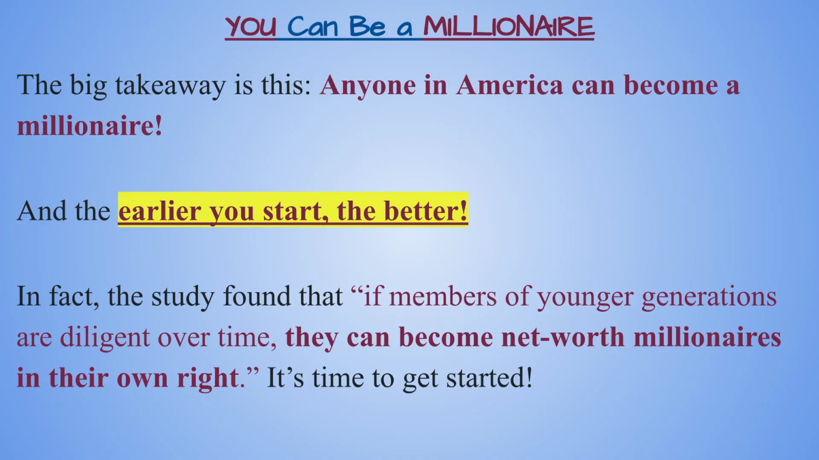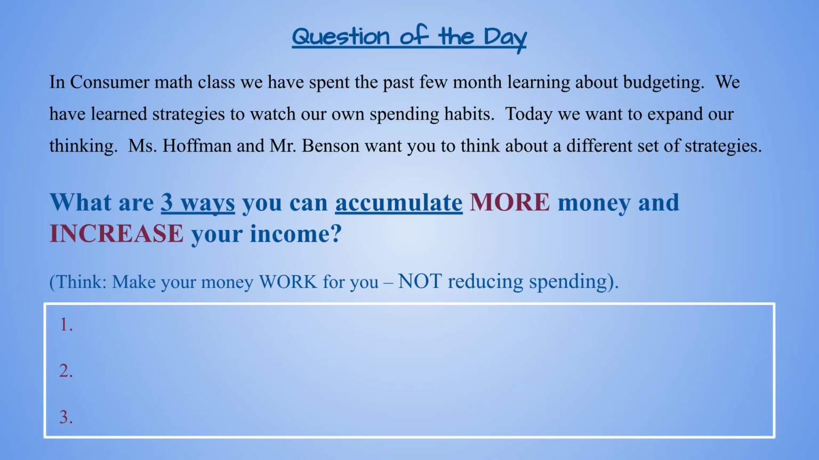Studies suggest that younger generations can become net worth millionaires by being diligent over time. It's time to start planning. We have focused on budgeting and reducing spending. Now, let's expand our thinking. What are 3 ways you can accumulate more money and increase your income? Think about making your money work for you, not just reducing spending.